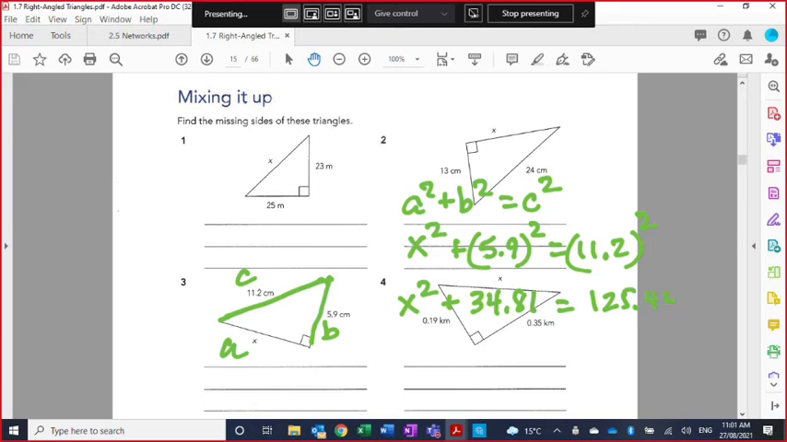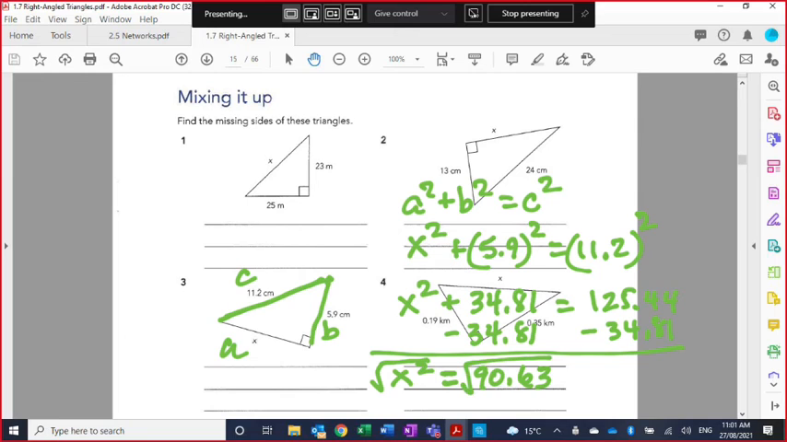125.44. Okay, now our X is not by itself, but we can get it by itself by simply moving this 34.81. So we'll just subtract it from both sides. So you see that's reinforcing your equation solving skills, which gives you X squared equals, what's 125.44 minus 34.81, please? 90.63. There you go. And now we just need to unsquare the X.